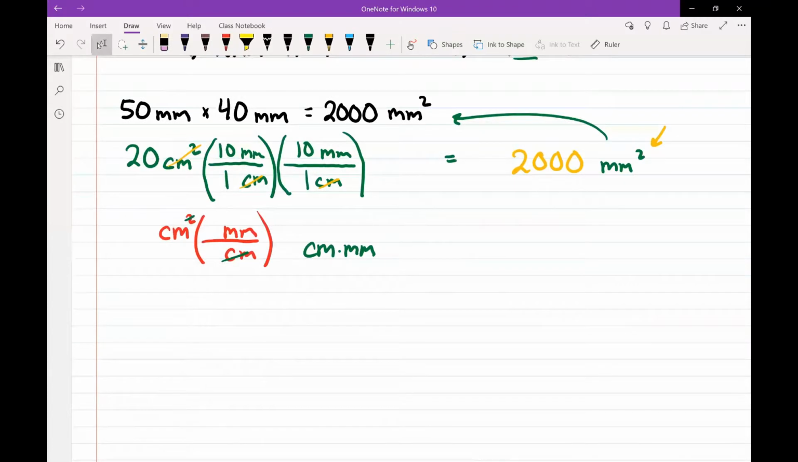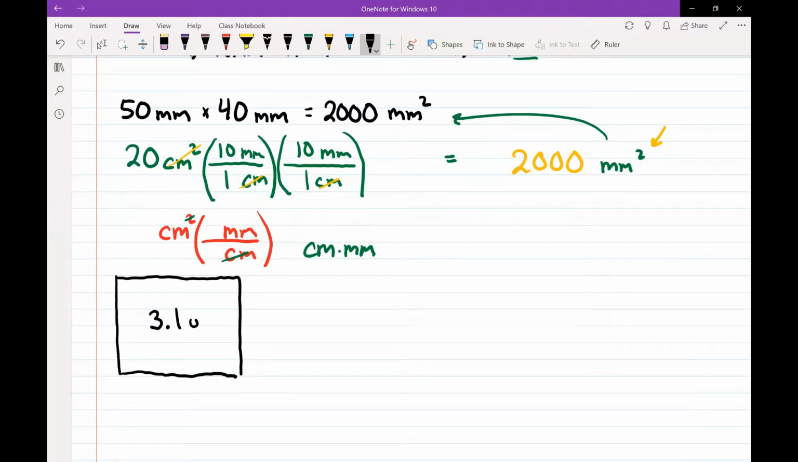So let's do a different problem, where we are converting. What were we converting? I'm drawing a square. Okay, so let's say the area of this rectangle is, what could it be? 3.1 yards squared. So this rectangle is 3.1 yards squared.